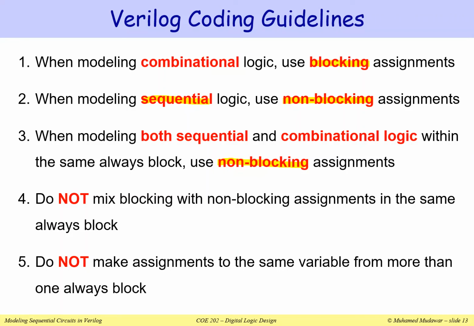Another rule, which is shown here, the fifth rule: do not make assignments to the same variable from more than one always block. Do not write two different always blocks that assign to the same variable. Do not do this. It's like having wired logic. You are assigning to the same variable from two different blocks. Do not do something like this.